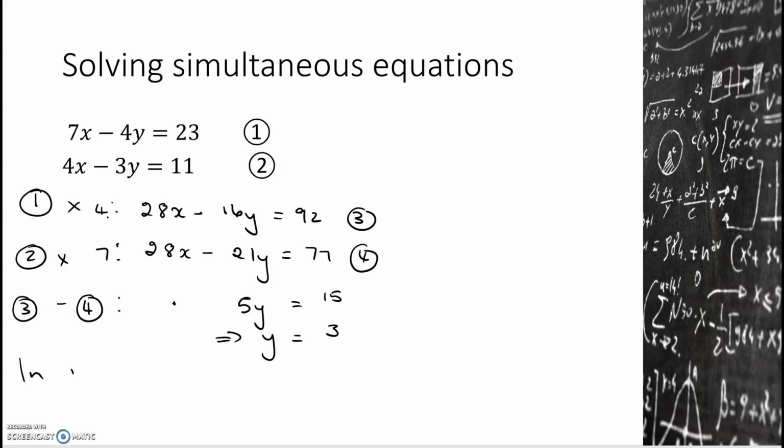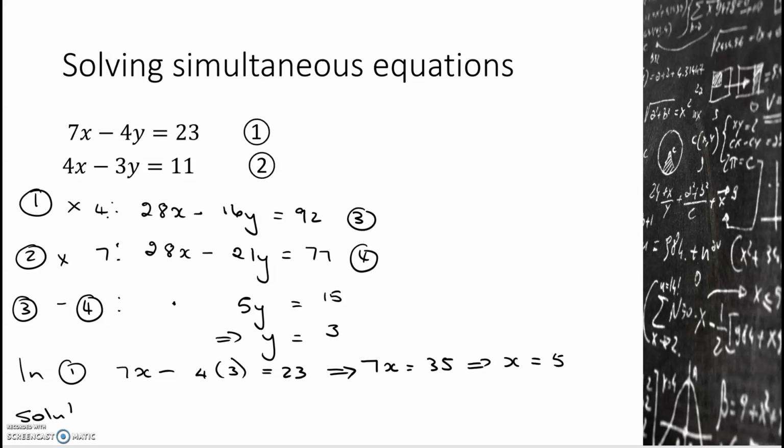Now I'm going to pop that back into equation 1. 7x minus 4 times 3 equals 23. So 7x equals 35, so x equals 5. So the solution is 5, 3. That's where those two lines meet, but you should check that your answer is indeed correct.